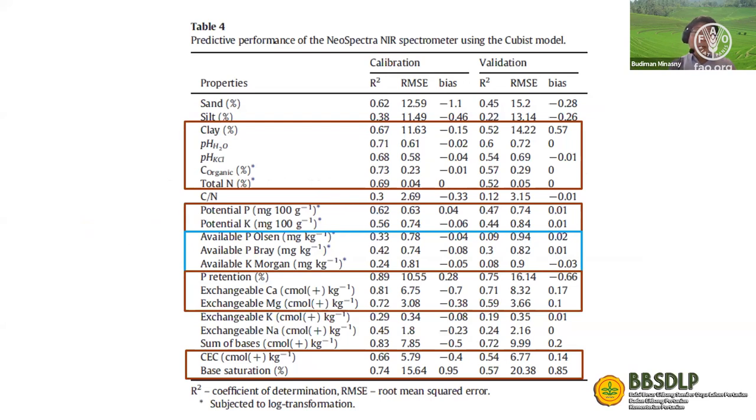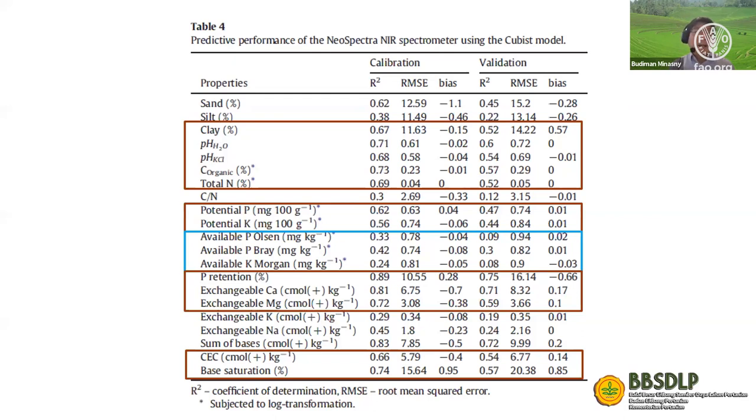So don't worry too much about it. The one to highlight is the one in this red box: for clay, pH, organic carbon, and total nitrogen, we got a reasonable calibration. 50 to 60% of the variance can be explained by the spectrometer. And in terms of the nutrients, what we can estimate quite accurately is what we call potential phosphorus or potential potassium. That's all.